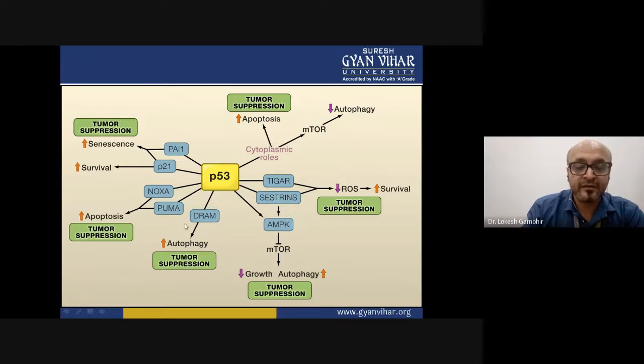Or let us inhibit the mTOR pathway, which is very much required in terms of tumor progression. So if you are inhibiting mTOR, you are in turn inhibiting the tumor progression. So this is a kind of summary of the pleiotropic effects or pleiotropic pathways of P53.